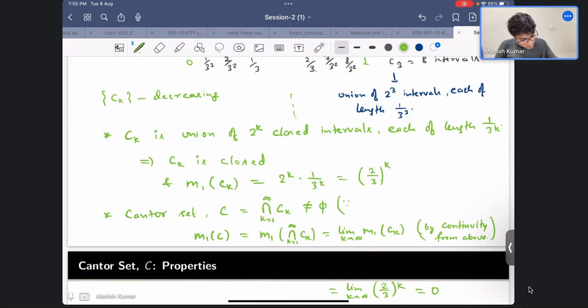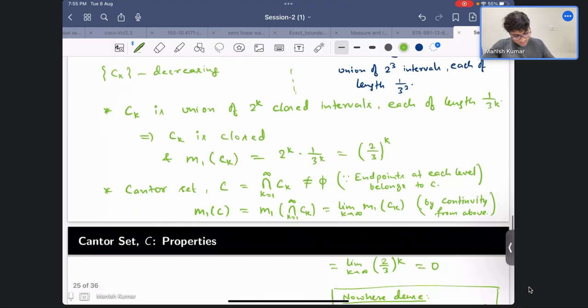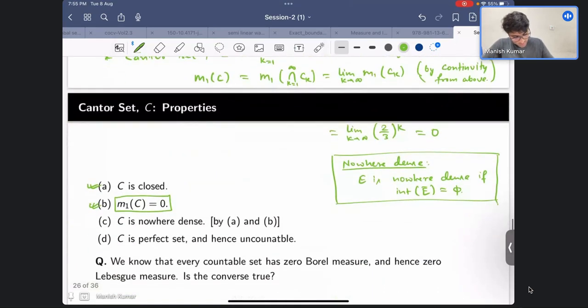So see, endpoints at each level belong to C. Okay, so now the question is about nowhere dense, that this is nowhere dense. Okay, so let us see.